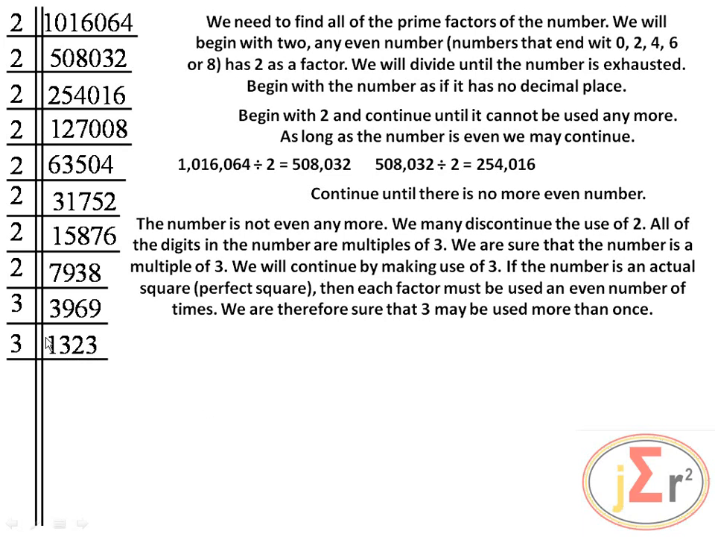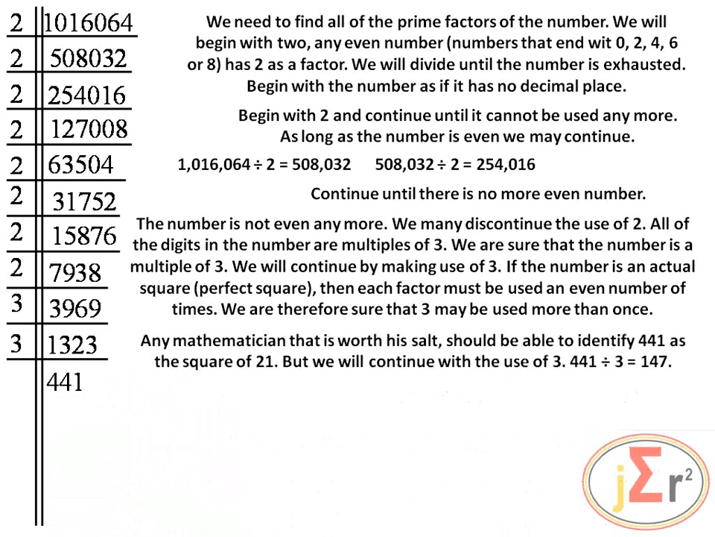So what is that? 3 into 13, 4 times, carry 1. 3 into 12, 4. 3 into 3, 1. 441. That's nice. And we know 441. We are not strangers to figures. We are not midgets to digits. Therefore, we are sure that the square root of 441 is 21. Any mathematician worth his salt should be able to identify 441 as the square of 21. But we will continue with the use of 3.